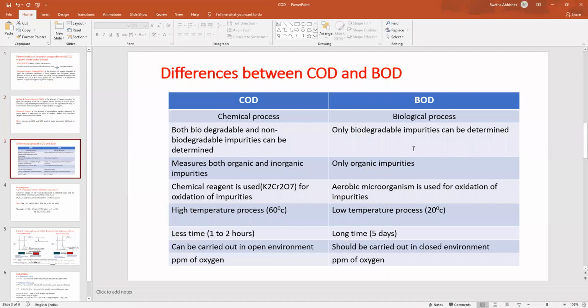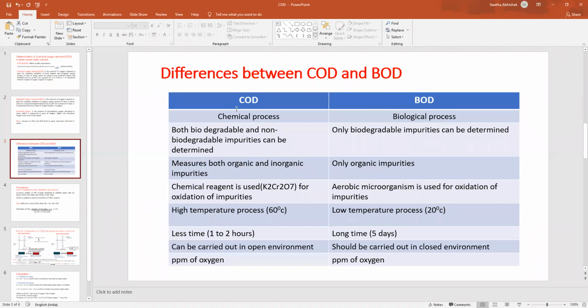So the next slide is for your reference. I have given a few differences between chemical oxygen demand and biological oxygen demand, so you just go through it. I have mentioned so many differences. As I already mentioned, COD is more convenient to perform when compared to BOD, and I have also given the differences between COD and BOD.